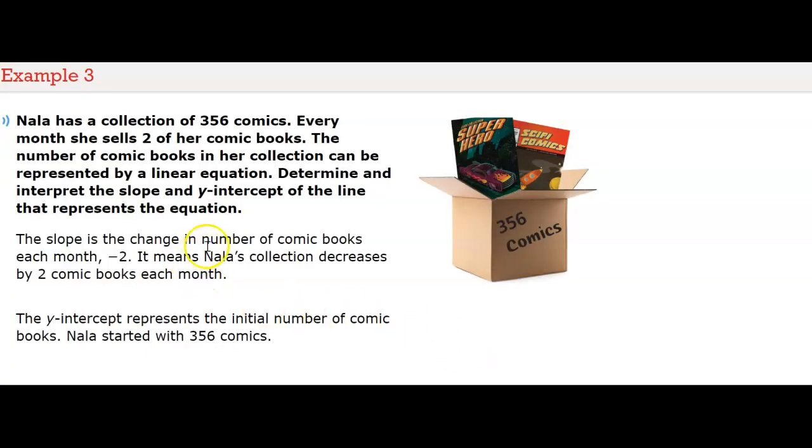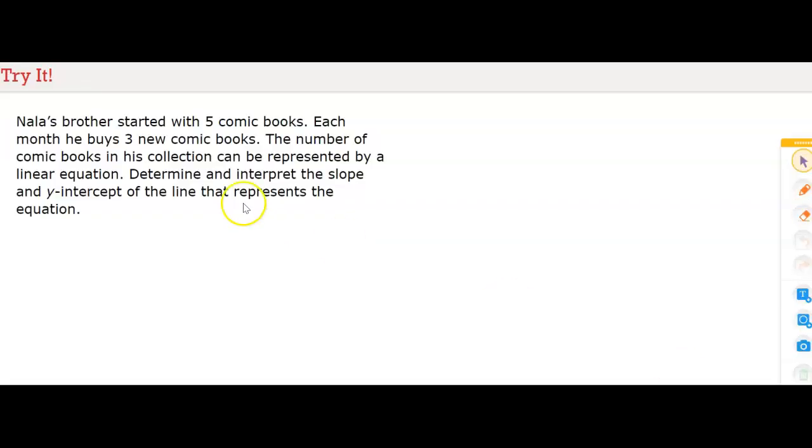The slope is the change in number of comic books each month, negative 2. It means Nala's collection decreases by 2 comic books each month. The y-intercept represents the initial number of comic books she started with, which was 356 comics.